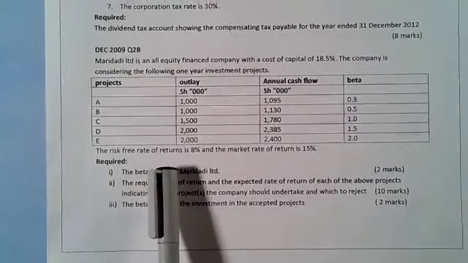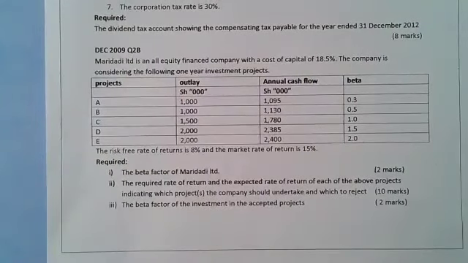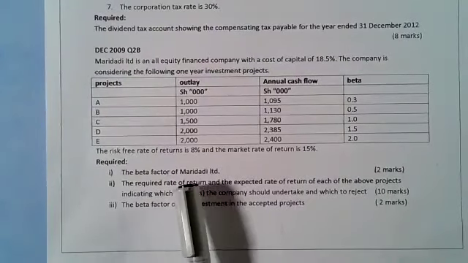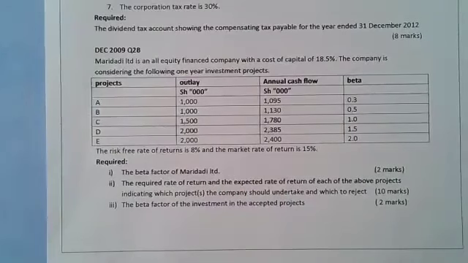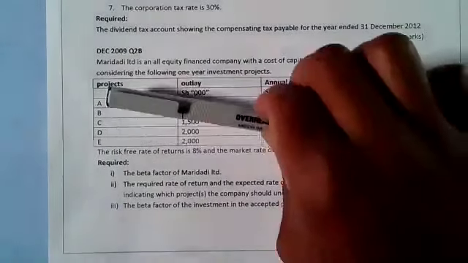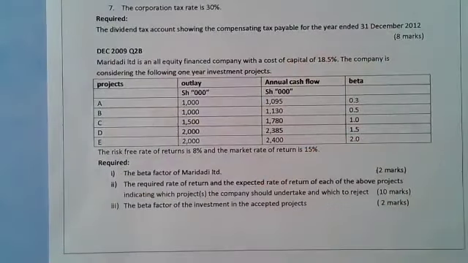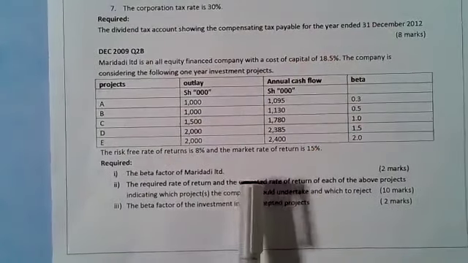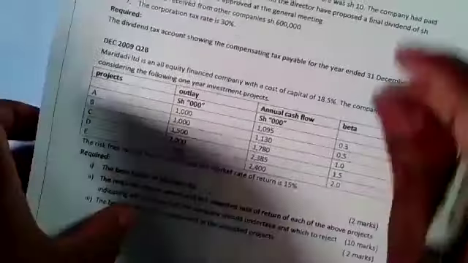The risk-free rate of return is 8% and the market rate of return is 15%. This is the expected return of the market. Required: the beta factor of Maridadi Limited. Maridadi is the company, and these are the projects, but in this case they want the beta factor of Maridadi Limited. So how do we get that? We are doing part 1. How do we get the beta?